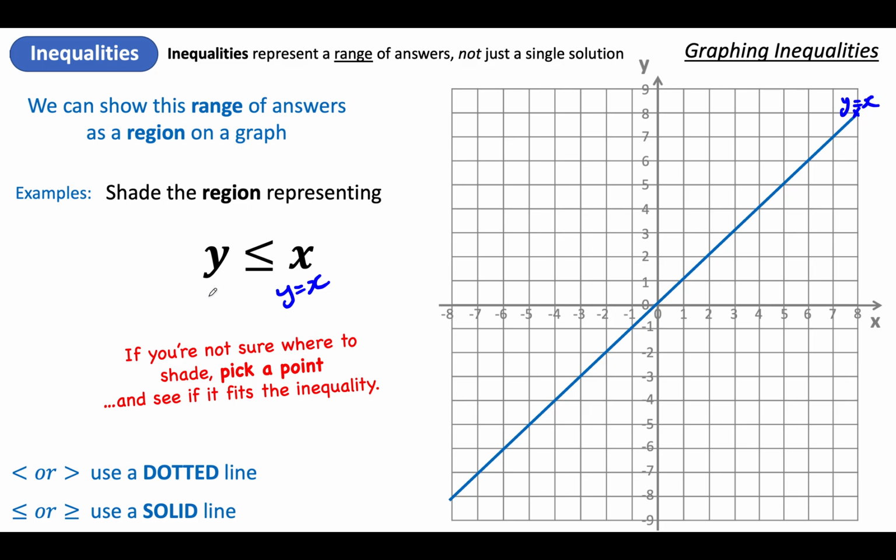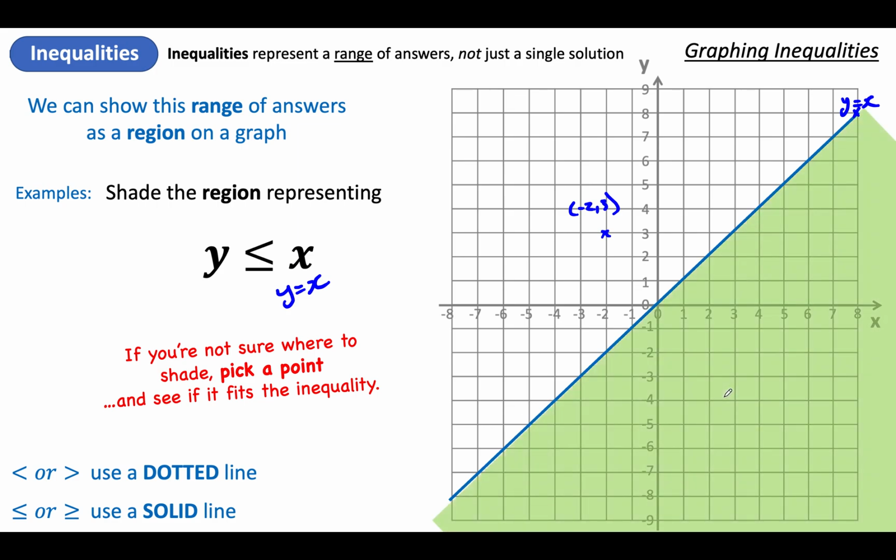And then I need to shade the bit where y is less than or equal to x. Again, pick a point. Write down that point. So, -2, 3. Is y less than or equal to x here? Well, no, y is bigger than x. 3 is bigger than minus 2, so that's not that side. I need to shade under the line. Just like that. Alrighty. Then, you happy with that? Yeah? And it's a solid line because it's less than or equal to, so it needs to be solid.